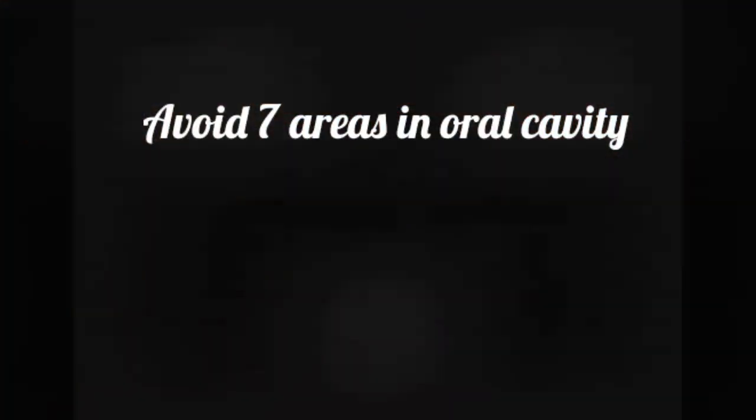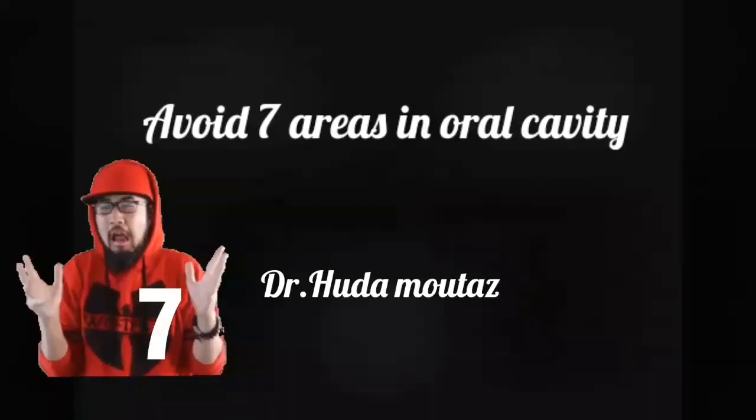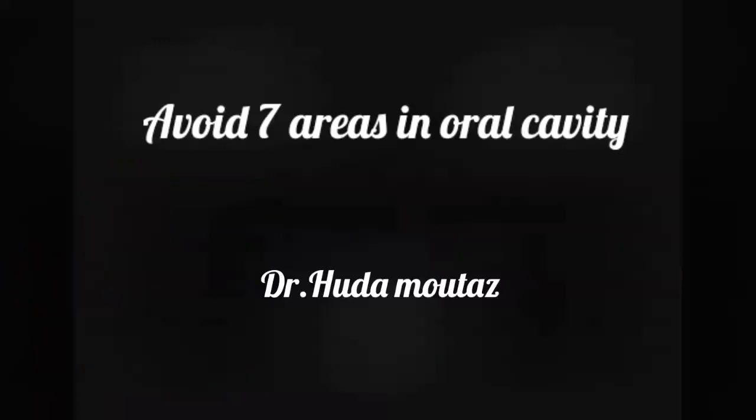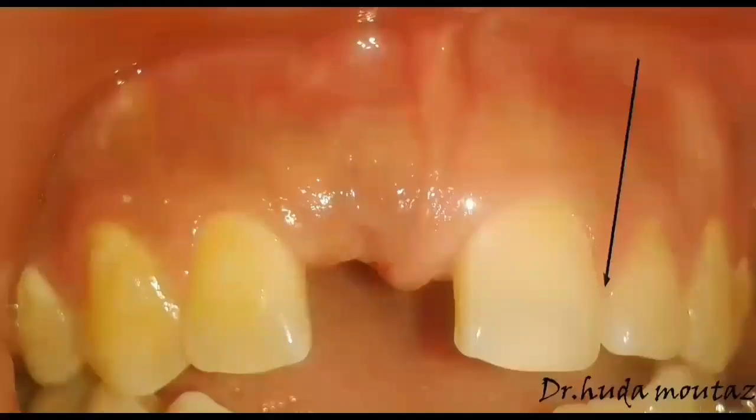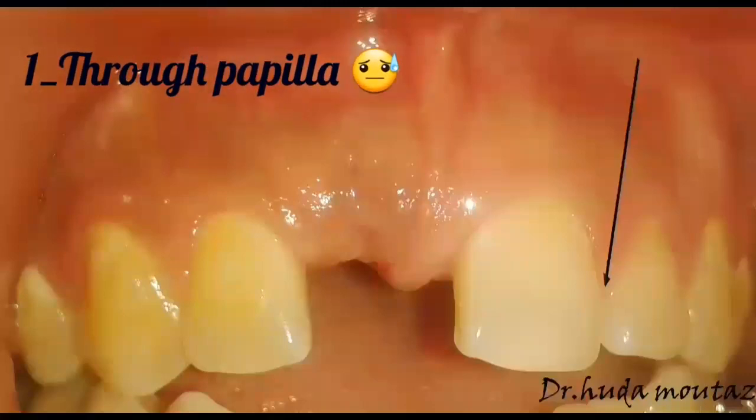Hi everyone, we will talk about the vertical releasing incision and the areas in the oral cavity that should be avoided during placement. You have to know that there are 7 areas in the oral cavity that should be avoided during placement of the vertical releasing incision. This is the first area.